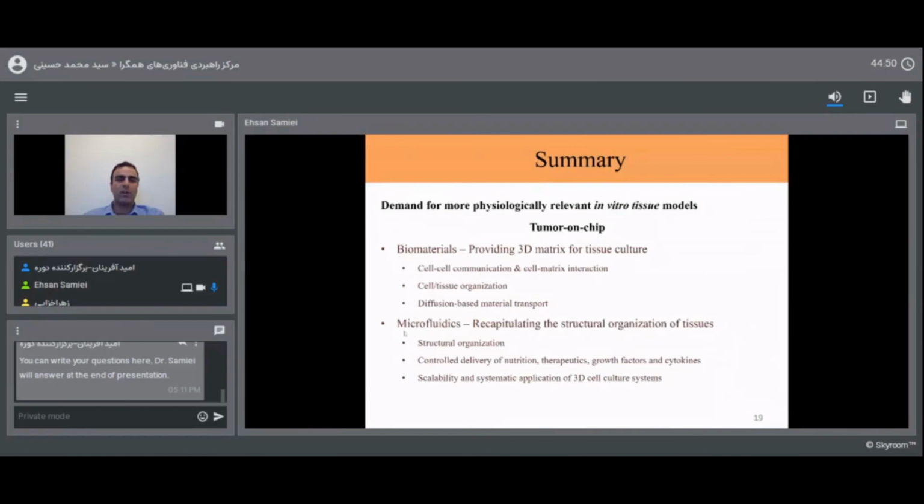Microfluidics was also a great tool for recapitulating the structural organization of tissues, and by adding more complexity it can be used for controlled delivery of nutrients, drugs, and also growth factors and cytokines, for example for developing organoids and stem cell-derived organoids. Microfluidics can be a great tool there. And then the scalability of the system can be achieved using microfluidics for more systematic studies.